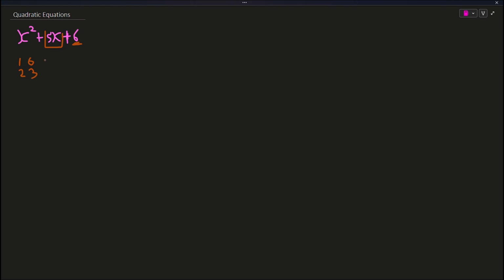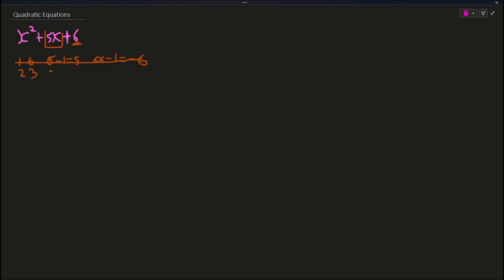6 minus 1 can make 5. However, 6 times minus 1 is equal to minus 6. So this is not a good option. The alternative is 6 plus 1 is 7, minus 6 minus 1 is minus 7, and 1 minus 6 is minus 5. So none of these are good options, so we could ignore that. 2 and 3.